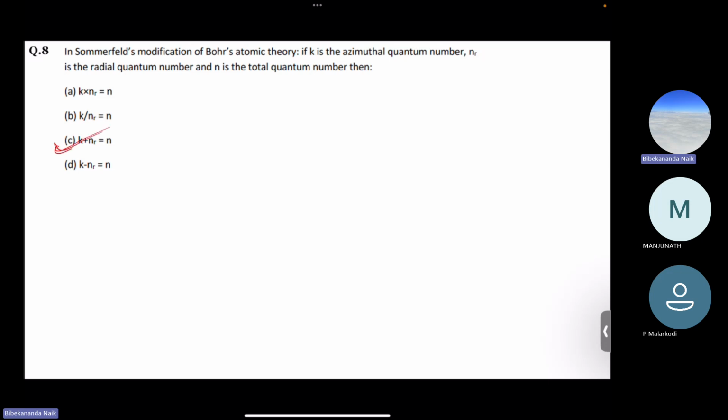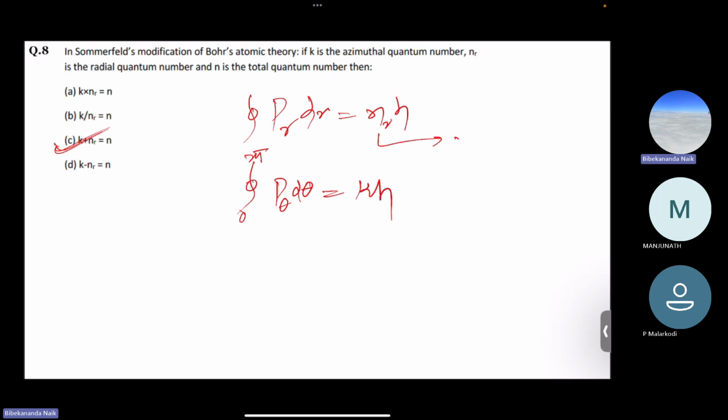That is, n is equal to the sum of k and nr. Now these nr and k come into the picture due to quantization, because the name quantum number implies that they are related to quantization of quantities. Like n was related to the levels. Now here similarly, according to Sommerfeld's theory, he stated two new quantization laws, that was the integral of pr dr equals nr h and the integral of p theta d theta from 0 to 2 pi equals k h.